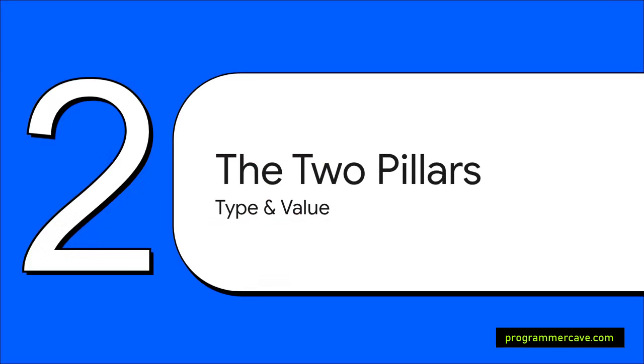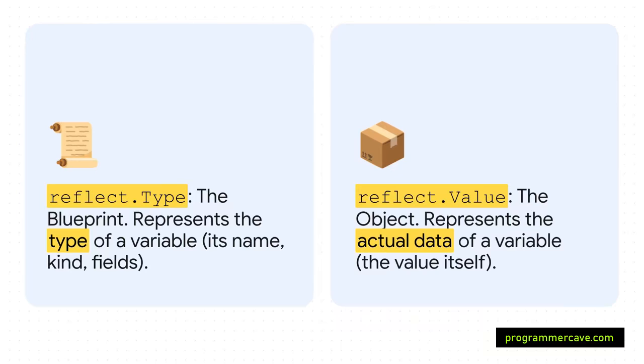Now, how does Go's Reflect package actually do this? Well, it all comes down to two fundamental concepts, type and value. Okay, let's break this down. On one side, you've got reflect.Type. That's your blueprint. It tells you about the shape of the data. So if you have a variable age, the type doesn't care that it's 30. It just tells you, hey, this thing is an int. On the other side, you have reflect.Value. This is the actual thing, the data itself. This is what holds the number 30. So remember, type is the blueprint, value is the actual object built from it.